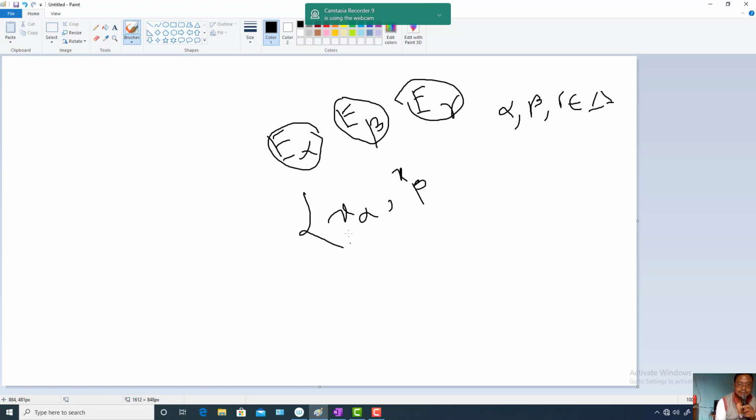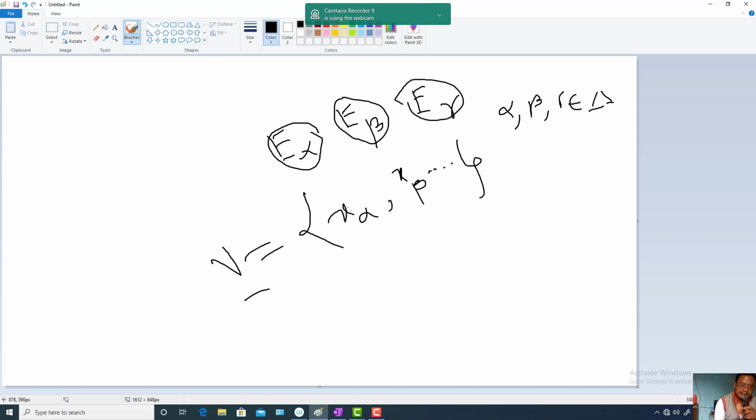So you take one point X alpha from here, and you go on like this. So this set is what? This is your V. From each E alpha you take one point and form the set V like this.